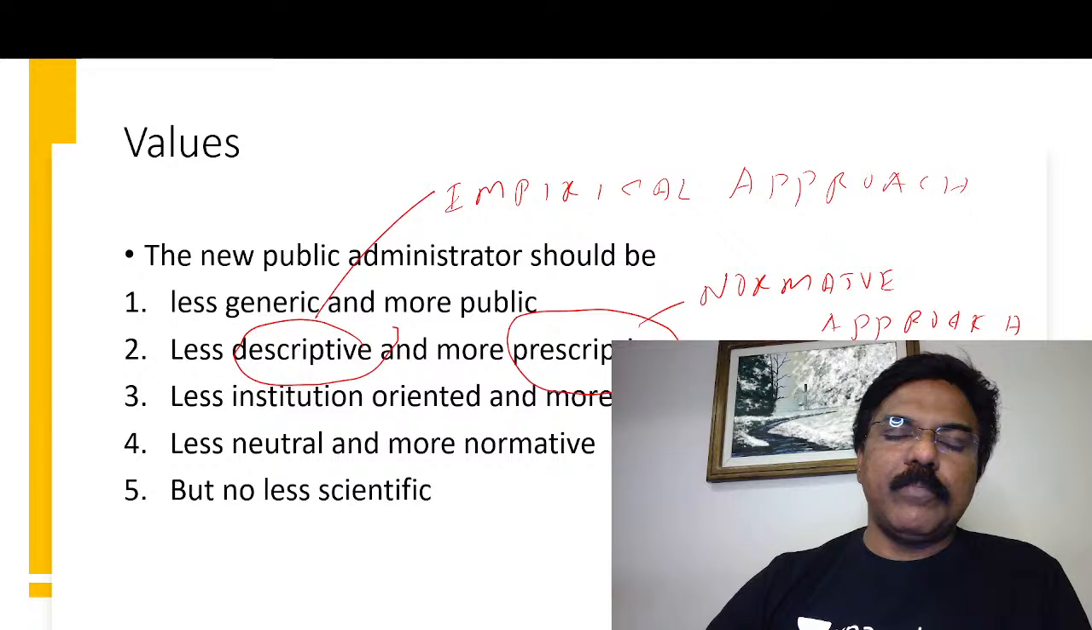So those are about values. This is something which you should remember by heart. Less generic and more normative, more public. Less descriptive and more prescriptive. Less institution oriented and more client oriented. Less neutral and more normative, but no less scientific.